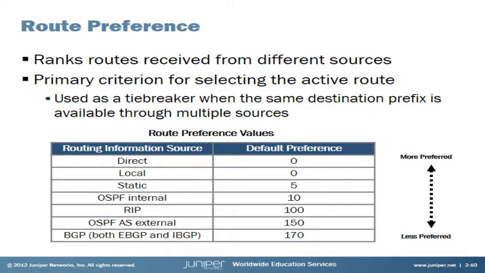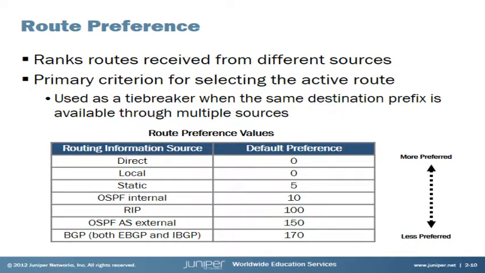Let's look at this concept of how routing sources are evaluated. We looked at this concept in Cisco as well. It's a concept called route preference. Route preference is about ranking the source of the routing information. It's one of the primary criteria for selecting the active route, used as a tiebreaker when the same destination prefix is available through multiple sources.